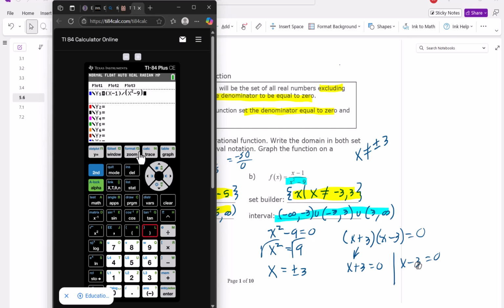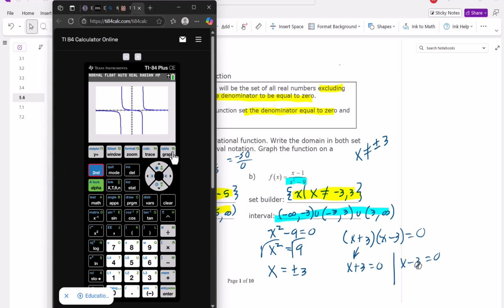So I just wanted to show you what I like to do when I graph. Instead of setting up a window, if I press my window button, it's automatically set up in what we call a standard window. It's going negative 10 to 10 on the x-axis and negative 10 to 10 on the y-axis. When I graph, I usually tell students to just go zoom number 6, and that automatically puts it in a standard window.